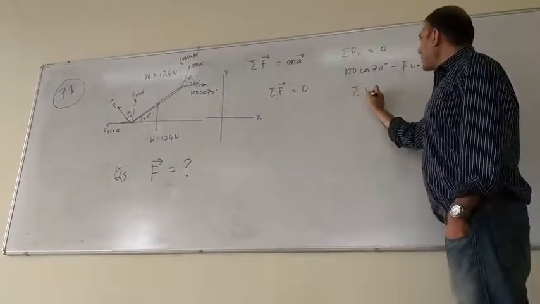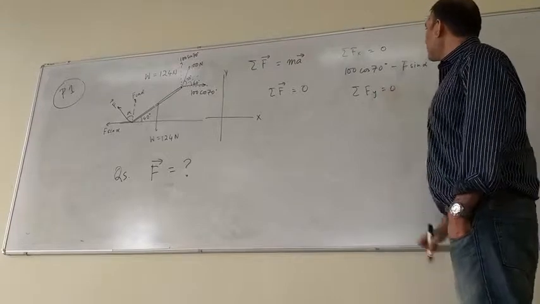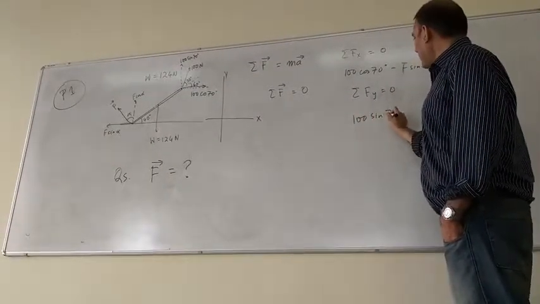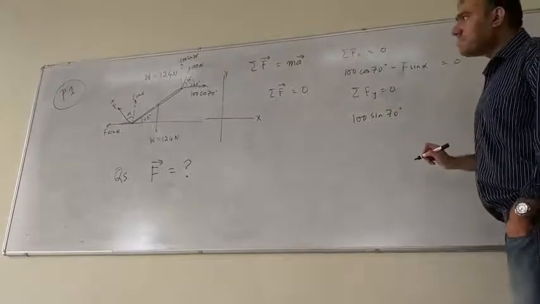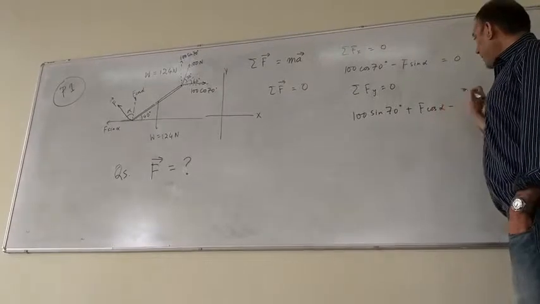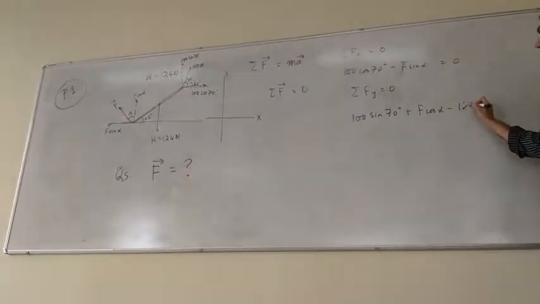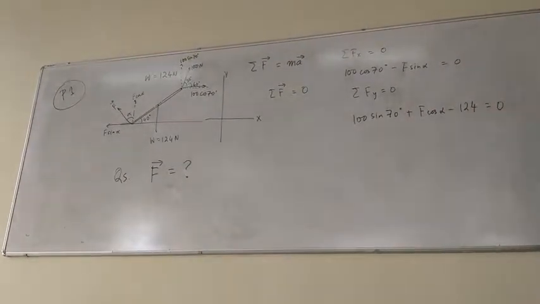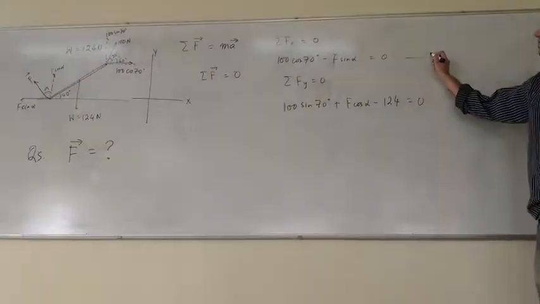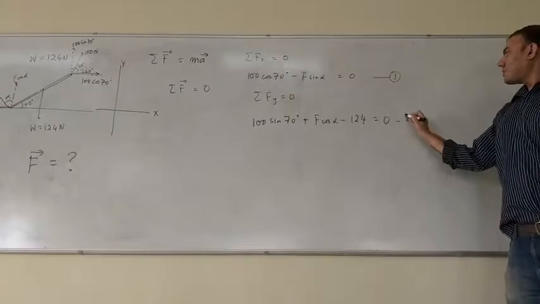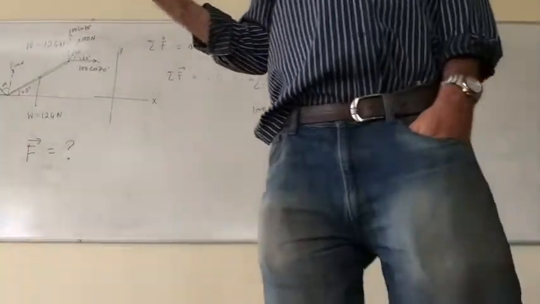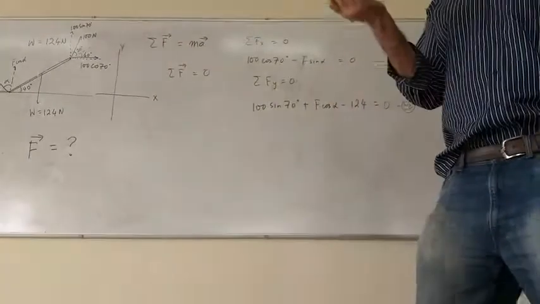What about the sum of Fy equal to 0? 100 sine 70 plus f cosine alpha, minus 124, the weight force, which is 124, and that equals 0. So you see two equations and two unknowns, the unknowns being f and alpha. You should be able to figure it out.